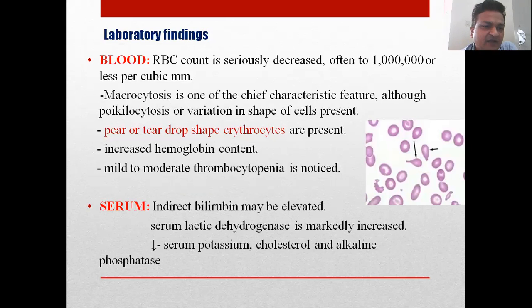In laboratory findings, the blood RBC count is seriously decreased, down to 1 lakh per cubic mm. Microcytosis is one of the chief characteristic features, although variation in the shape of the cells is present. This is called poikilocytosis. When the shape of the cells changes, that is known as poikilocytosis. Pear or teardrop shaped erythrocytes are present. Increased hemoglobin content and mild to moderate thrombocytopenia are noticed. In serum, indirect bilirubin may be elevated.